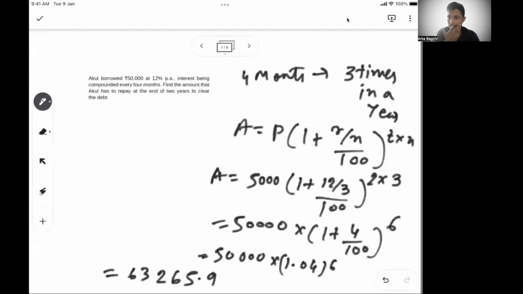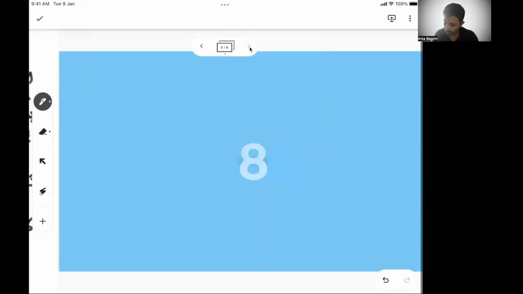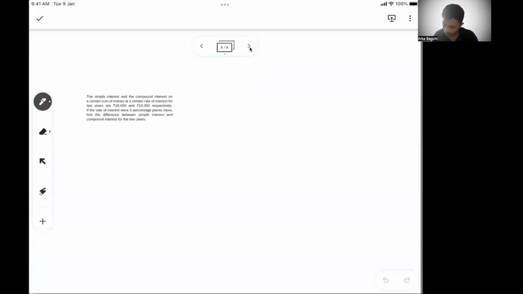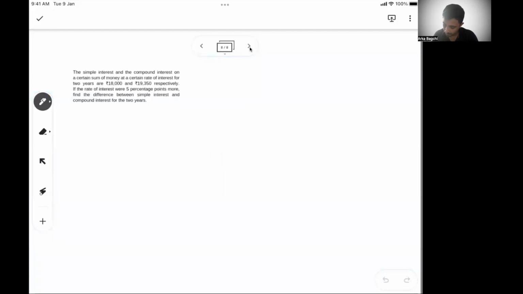So there is a calculation part that you can do, but otherwise the crux of this problem is to tell you how to apply compound interest when it is not compounded annually or in a defined frequency. Right? Let's go to the last one for today.